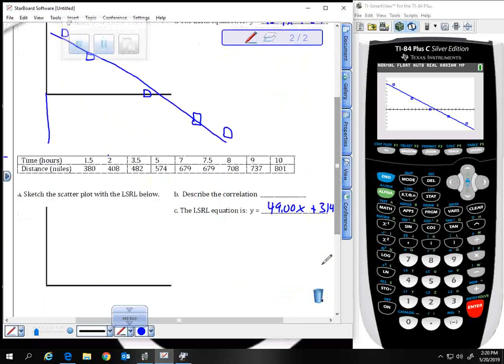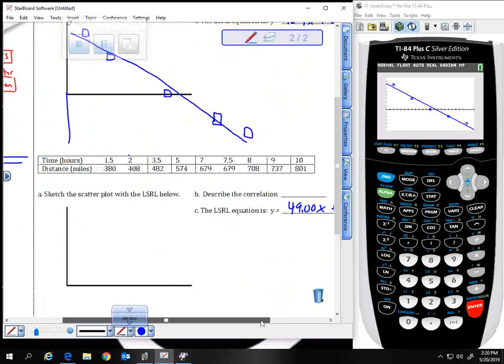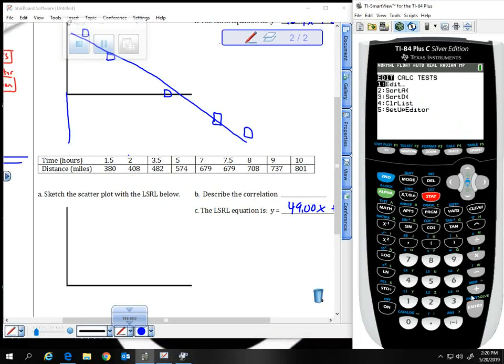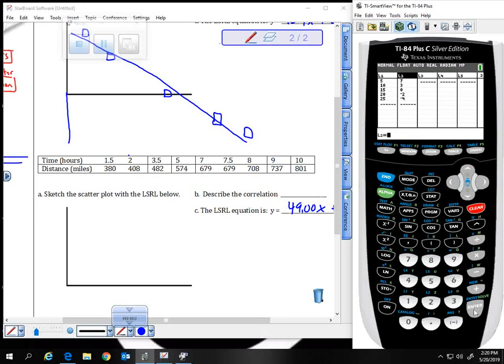All right, our next one, we're going to do the same thing. We're going to enter in this data. You do that by hitting Stat. You go to Edit, go up to L2, I suppose, and you hit Clear and Enter. And then you go up to L1 and you hit Clear and enter. And then you enter in your X values or L1 values, and then your L2 values, which will be your Y values. All right, so do that.